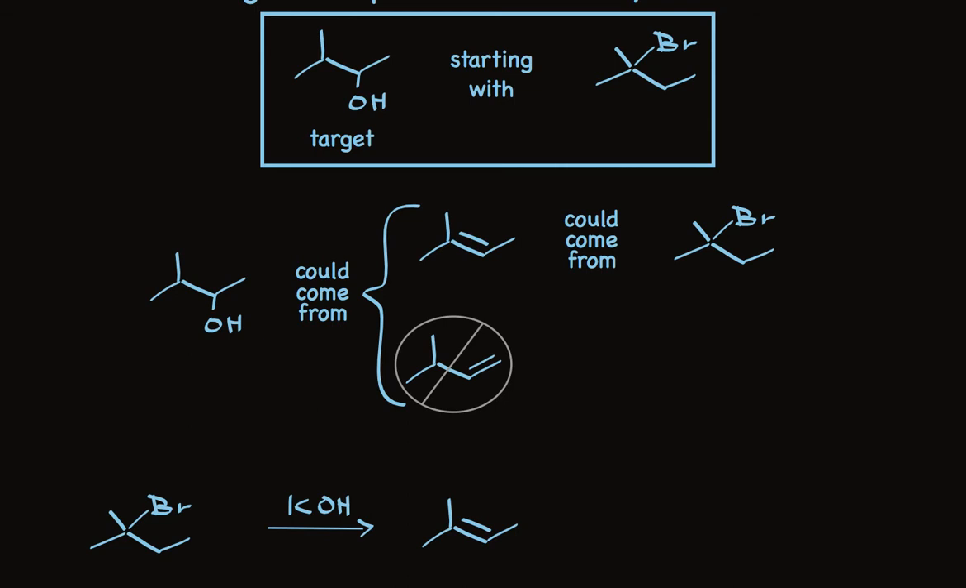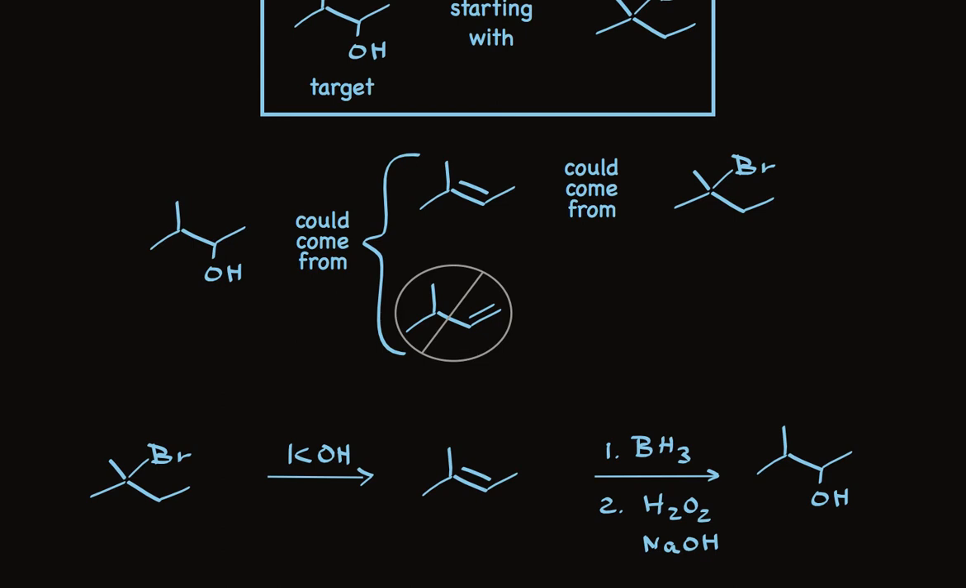To transform the alkene into our target alcohol, we need to add the hydroxyl group to the less substituted carbon. This is the anti-Markovnikov regioselectivity. So for this transformation, we'll use hydroboration. Our synthesis can be accomplished in 2 sequential steps. We start with the alkyl bromide, eliminate HBr to make an alkene, and then add water to make the alcohol.